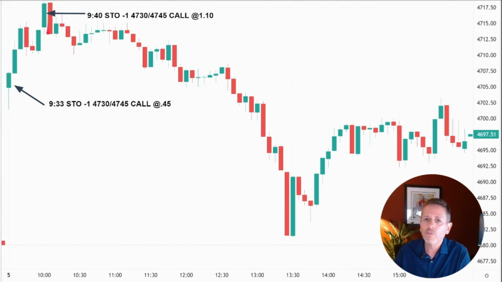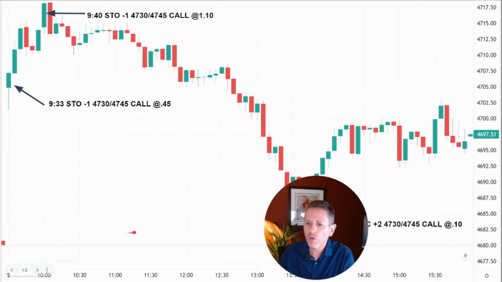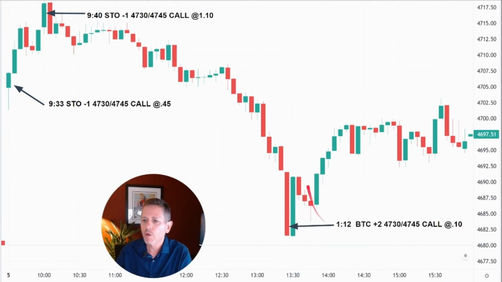But anyway, the market reversed here, a pretty strong candle down, and I was able to get out of this trade at 10 cents because the market really aggressively moved down and then started moving back up again. I got out of the trade at 1.30. So a nicer profit here, $133, because of that 1.10, the 45, and getting out at 10 cents.